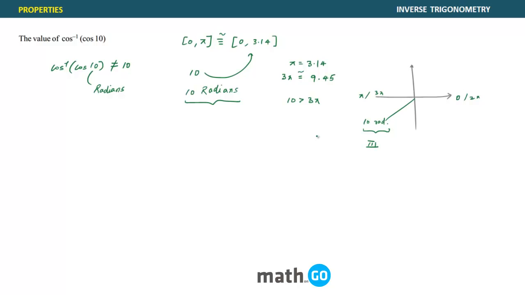So how are we going to solve this then? Okay, now let's apply some trigonometry here. If this is greater than 3 pi, then the answer lies in this particular theta, and it is a third quadrant angle, so the value should come out to be negative.